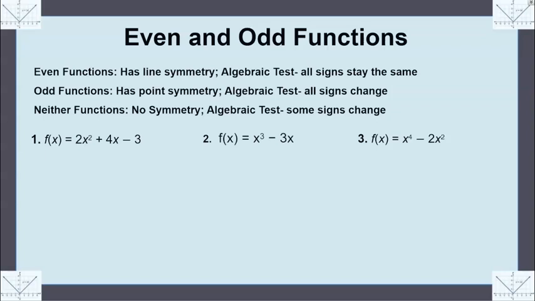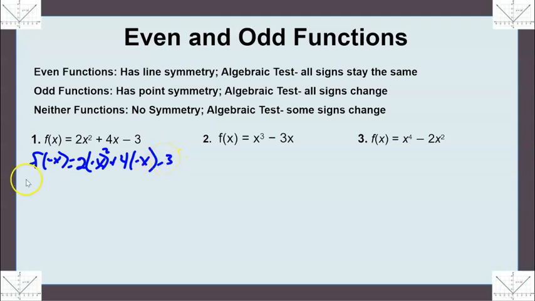even, odd, or neither. So in example 1, I have f of x equaling 2x squared plus 4x minus 3. I'm going to put in a negative x for x and then simplify it. So this is going to give me 2 times negative x, and we want to make sure the negative x is in parentheses and the exponent's on the outside. And then I have plus 4 times a negative x minus 3.